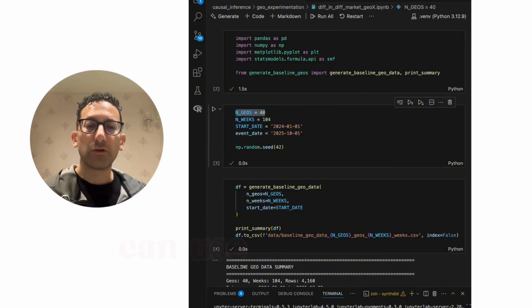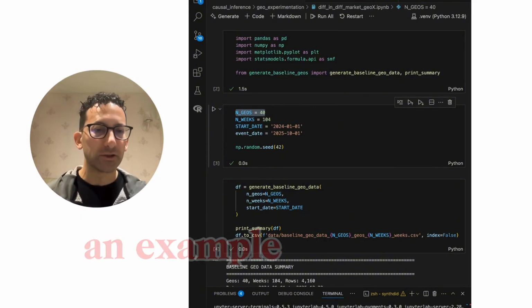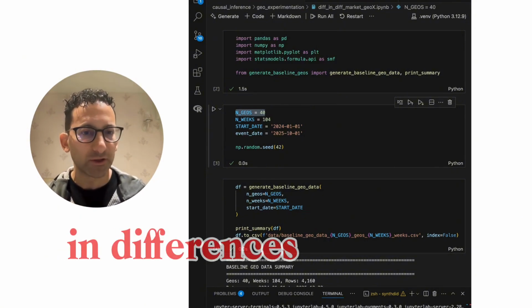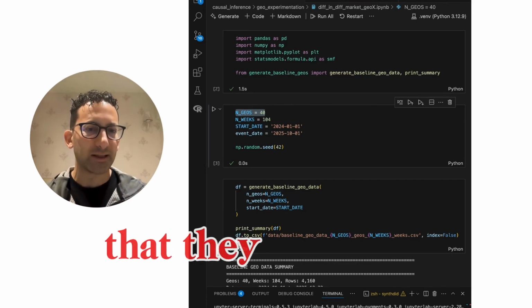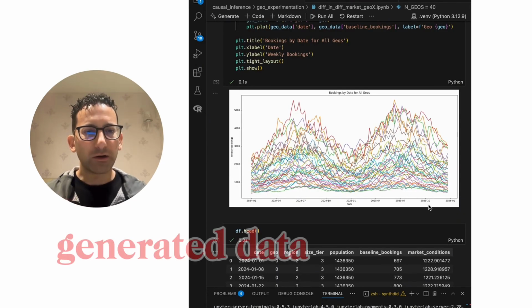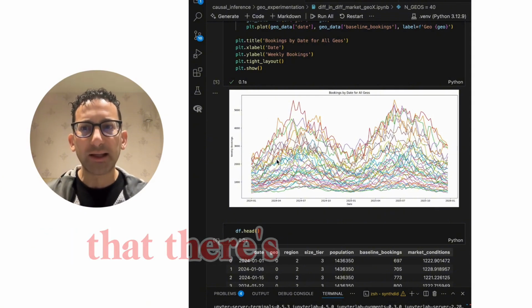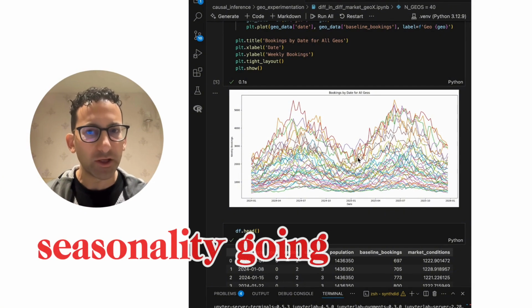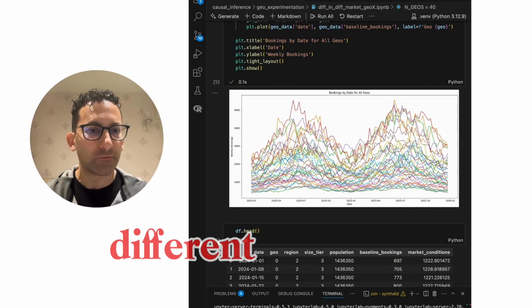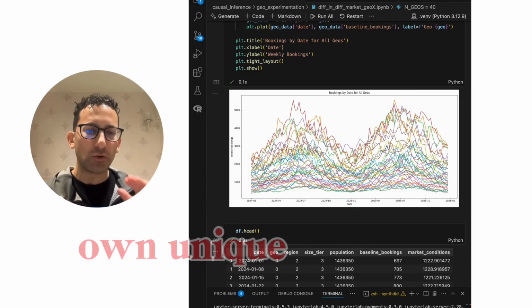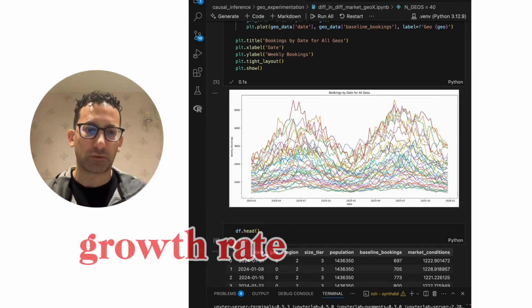But it turns out that you can use causal inference methods. And here's an example where we're going to use difference in differences to still deal with the fact that they might be different. So I generated data for a time series for 40 different markets. And you can see that there's some shared seasonality going on, but they're actually quite different. In fact, each region has its own unique seasonality and growth rate.